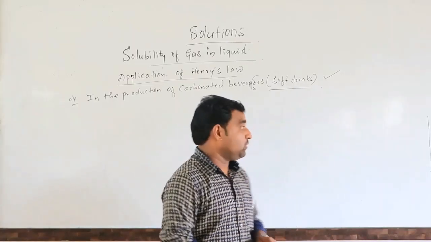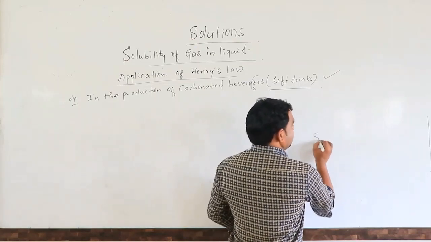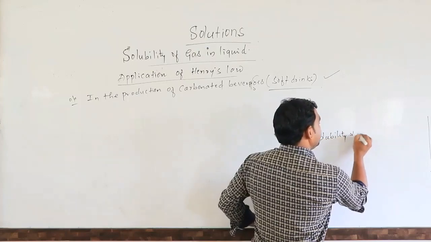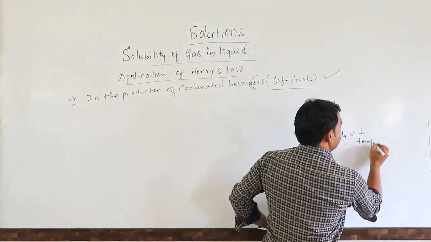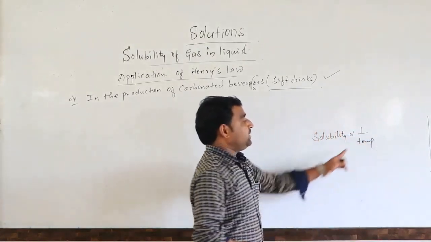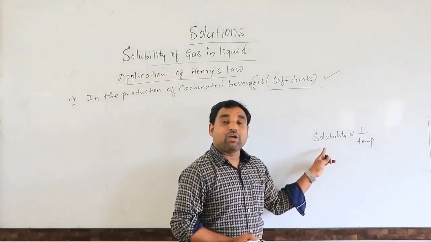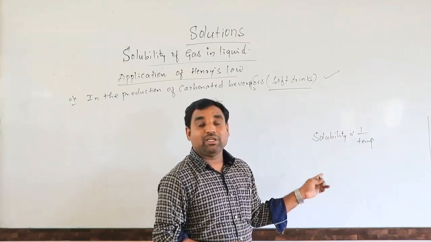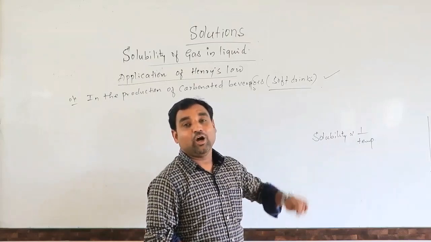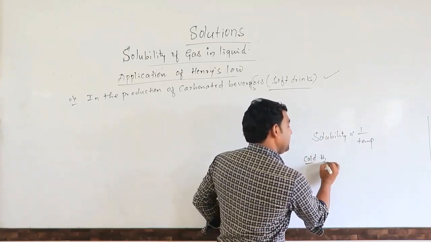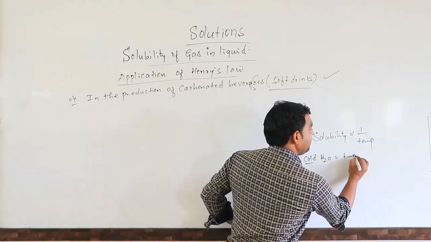As we already know, solubility is inversely proportional to temperature. One more point you can remember: more the temperature, lesser the solubility of a gas in a liquid. Hence the aquatic species are more comfortable in cold water rather than hot water. In cold water, temperature will be low.